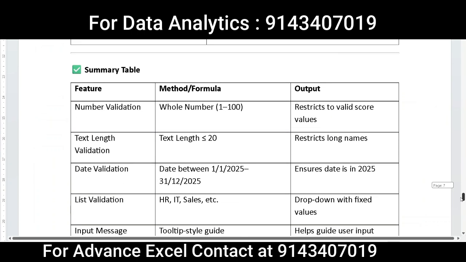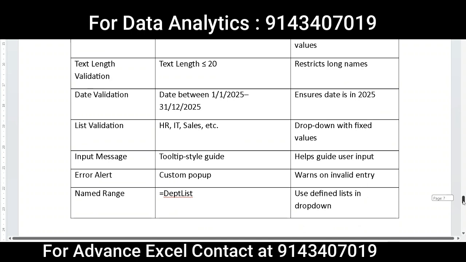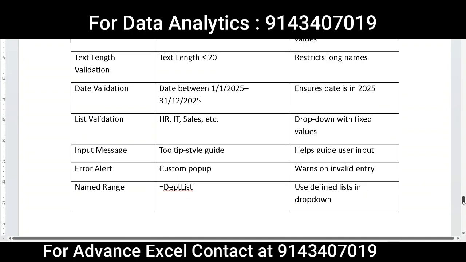So we have already done the number validations, that is whole number 1 to 100 or 1 to 5 to validate the scores. Then the text length validations, text length less than or equal to 20, to restrict the range. And date validations, we have already done that. List validations like HR, sales, IT, if you input something other than this, then the value will not be taken. Input message tooltips, you can guide the users to do something. Error alert, custom pop-up here, named range list.